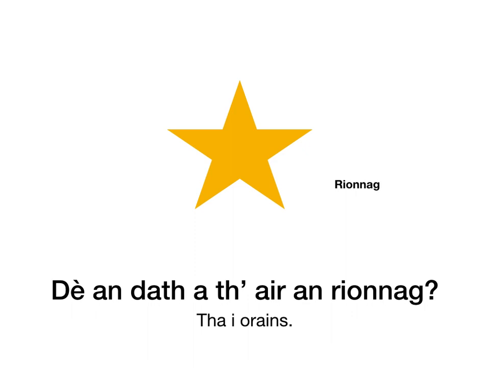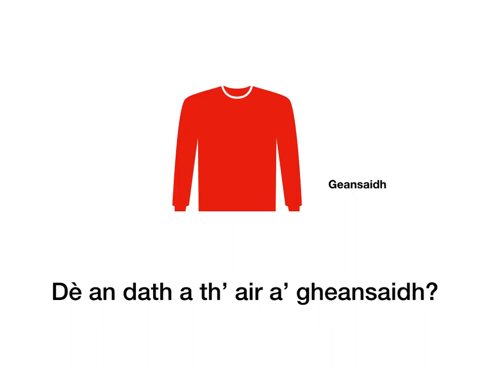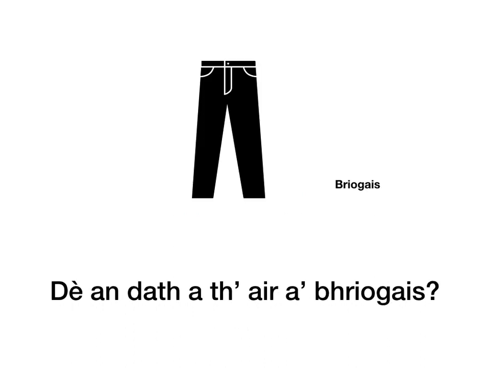Tha i orains. Now, did you notice that it changed from tha e for a masculine noun to tha i for a feminine noun? Geansaidh, a jumper. Tha an geansaidh dearg, the jumper. Tha e dearg. Briogais, briogais, tha a' bhriogais dubh. Tha i dubh. So it's very simple.